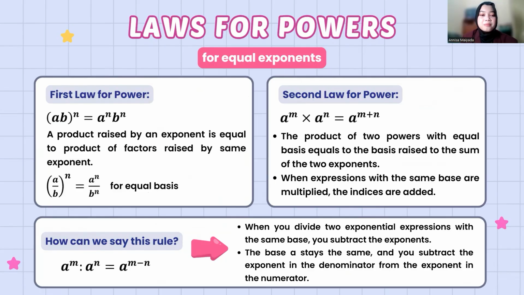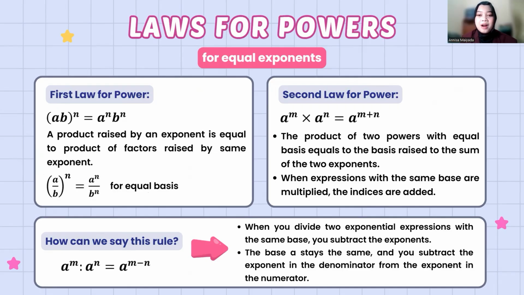Next, laws for powers for equal exponent. First law for power. A times B in bracket to the power of n equals A to the power of n times B to the power of n. A product raised by an exponent is equal to the product of factors raised by the same exponent. And this, A over B in bracket to the power of n equals A to the power of n over B to the power of n.